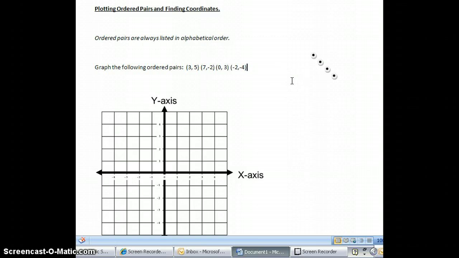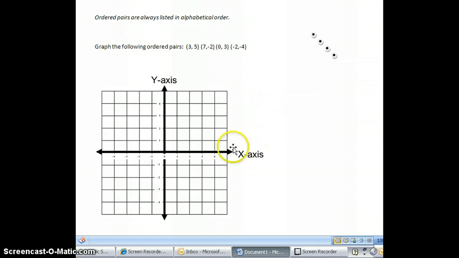Okay, when we graph the ordered pairs, it's always understood that the first one is listed alphabetically. Most of the times it will be XY, but this could be listed as RS or AB or anything. So it must be ordered in alphabetical order. The axis is always like this. The x-axis is the horizontal, the y-axis is the vertical.